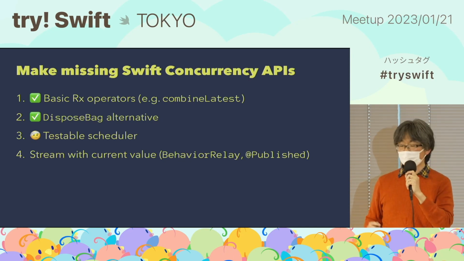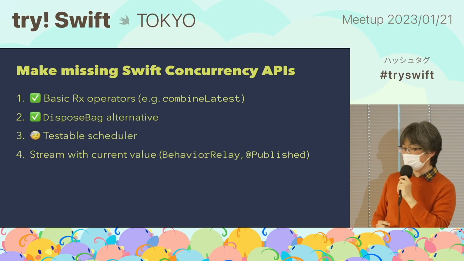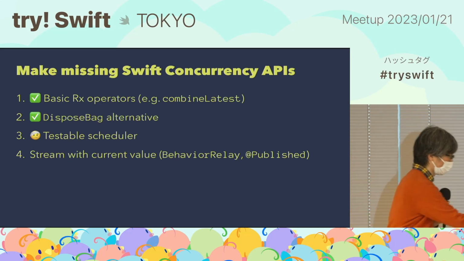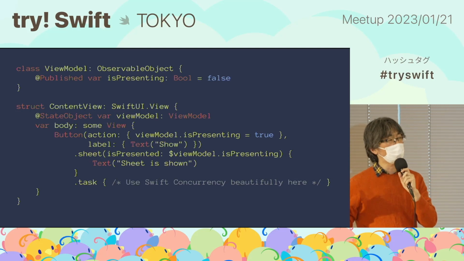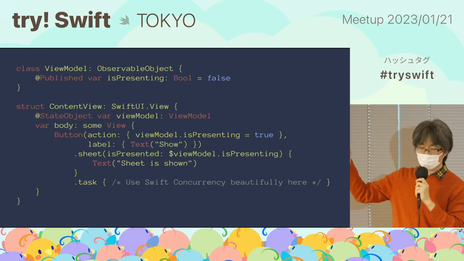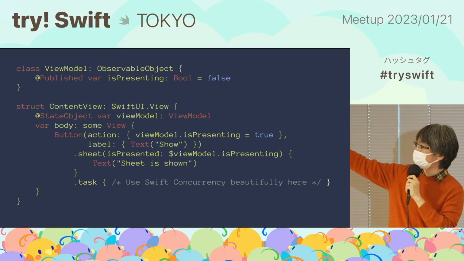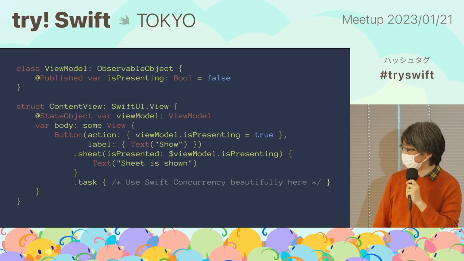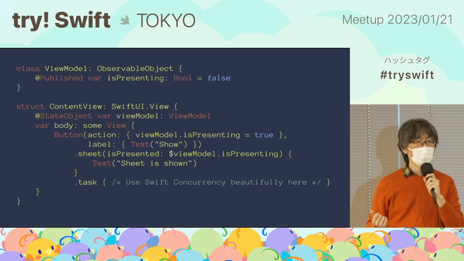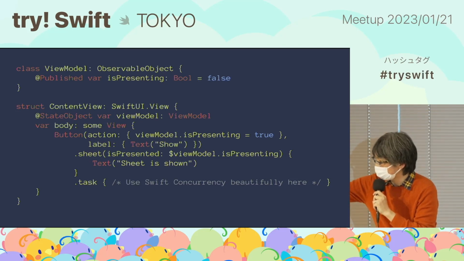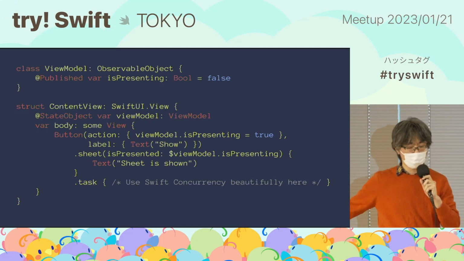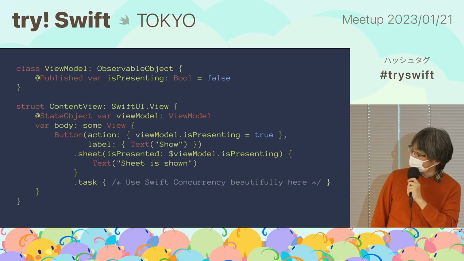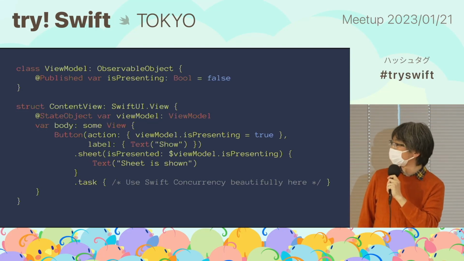And lastly, let's take a look into stream with current value. First, let's take a look at this SwiftUI example. It's a view model with an ObservableObject, and @Published is used. And as I said earlier, using Swift concurrency inside SwiftUI is quite easy. Just call .task and do whatever you want with for await. And that's pretty much it. Okay, but wait a minute. It looks like something is wrong.